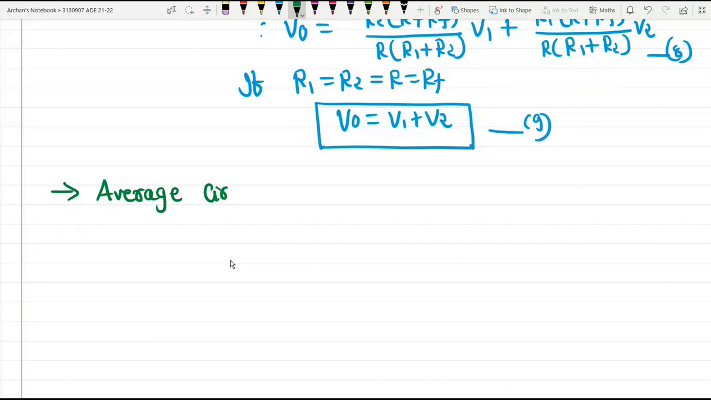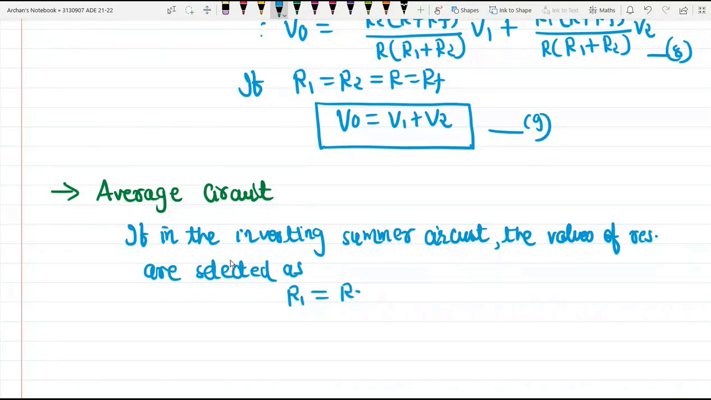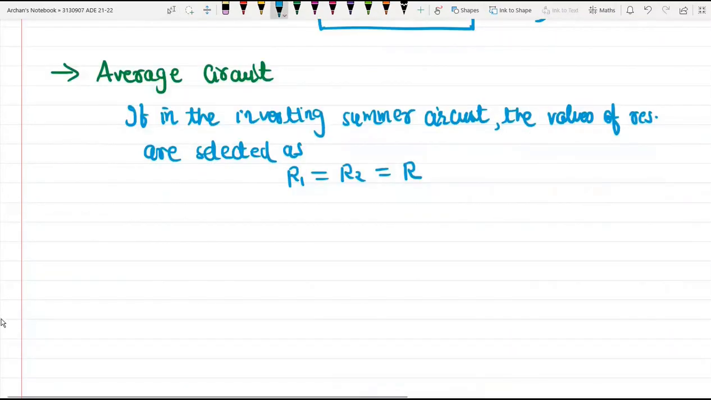So let us have a look at this average circuit. Now we don't require any additional circuit. Suppose we are dealing with the inverting summer circuit only, and we have the values of resistances as R1 equal to R2 and that is equal to R, and the value of feedback resistance is half of that, that is R by 2. So if our selection is as this, all the resistances R1 and R2 are equal to R and feedback resistance is half of that value.